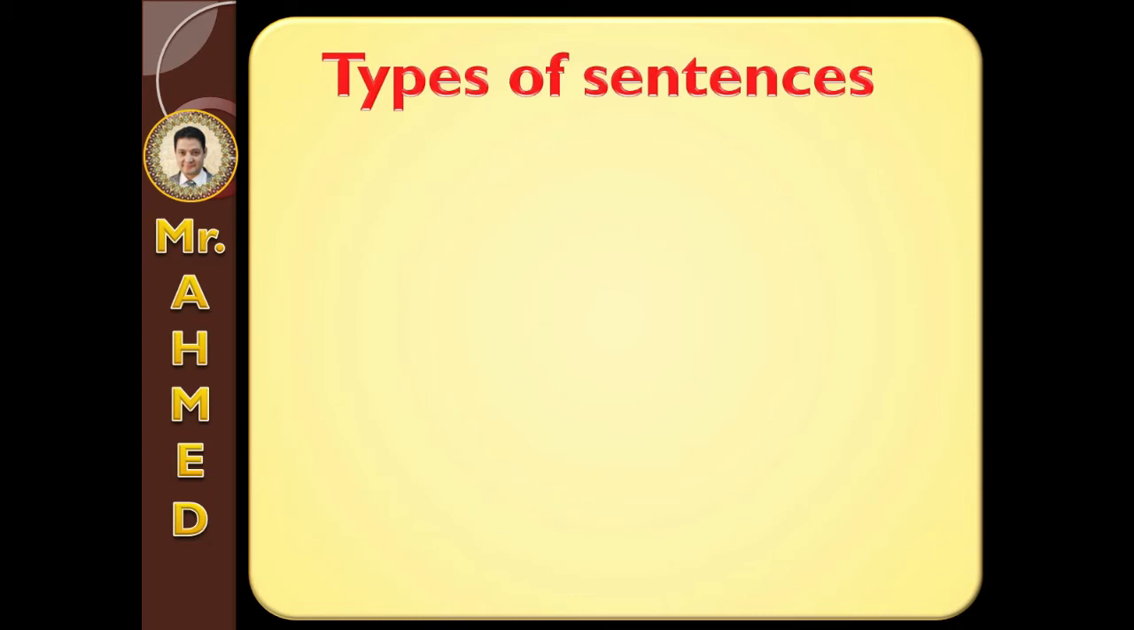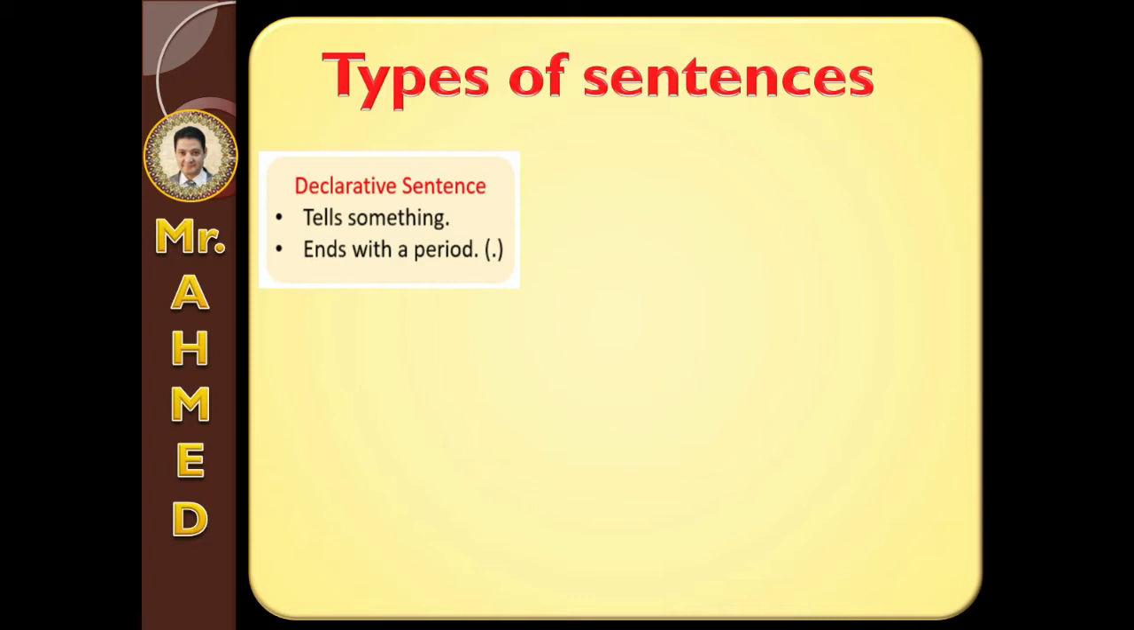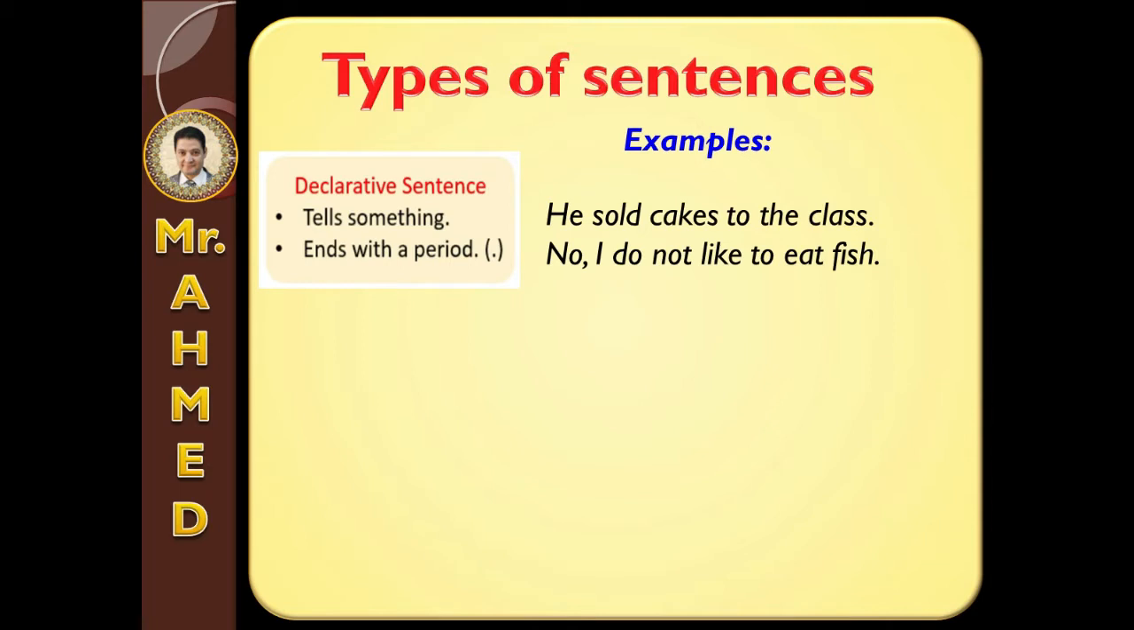But first, let's discuss types of sentences. We have 4 different types of sentences. The first one is the declarative sentence, which tells something and this sentence ends with a period. As we see in these examples: He sold cakes to the class. No, I don't like to eat fish. We have 2 different sentences. The first one is affirmative and the second is negative, but both of them are declarative.